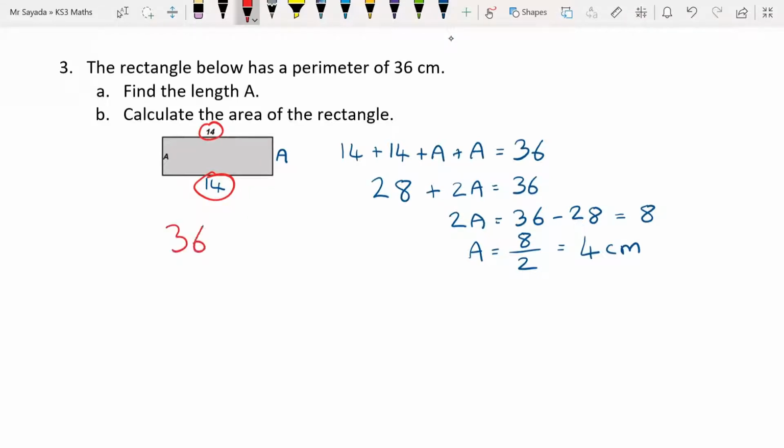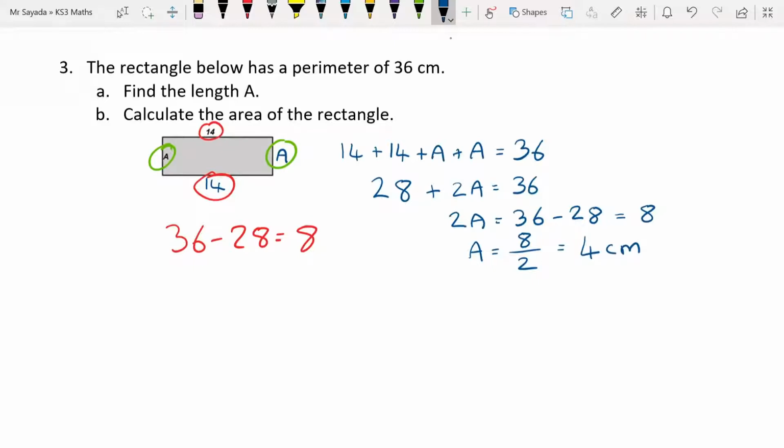Well, 36 minus 28 equals 8. And that's split between these two sides, this one and this one. So we've got these two sides, which together make 8. So therefore each of those two sides must be half of 8, which is 4. So you can do it the algebraic way like I did in blue, or you can just think about it by adding together what you know and then minusing that from the total perimeter to find what you're left with.